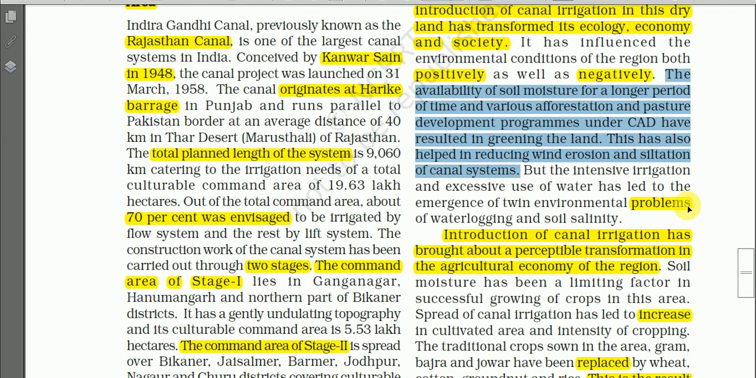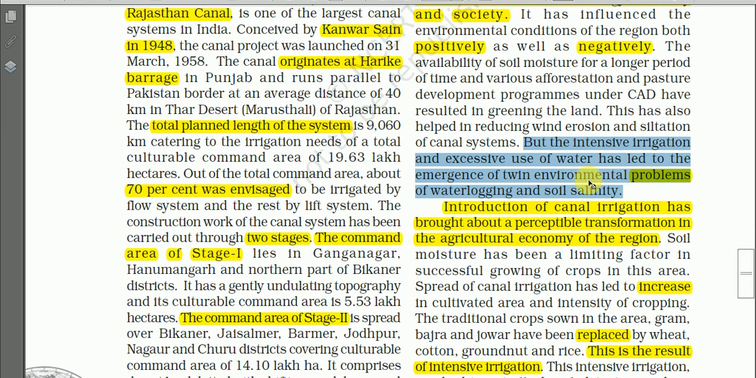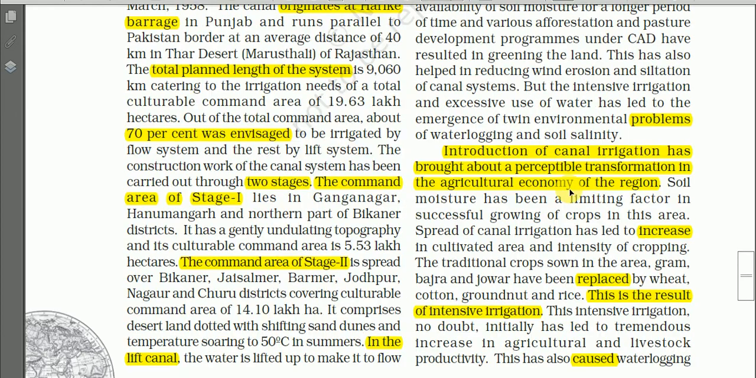Negative consequences are also there. See here, intensive irrigation and excessive use of water has led to the emergence of twin environmental problems of water logging and soil salinity. So because of this excessive irrigation, we have got two important environmental problems, that is, water logging and soil salinity. This is because of excessive irrigation.